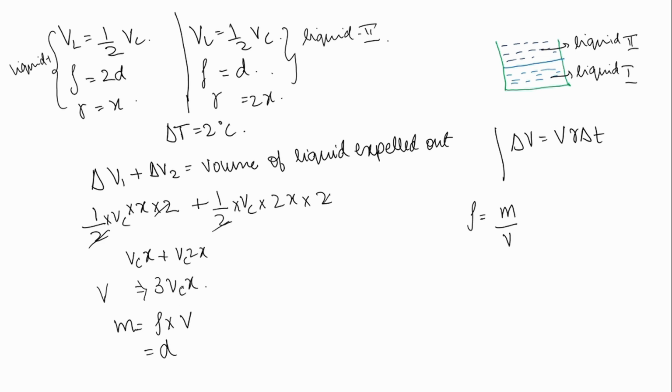Vc in the book, Vc is given, it's just taken as V. So I'm just taking it as V into density is 3V into X. Vc and V are same, they are the volume of containers. So this is the mass of the liquid which is getting expelled out. So the option is 3.